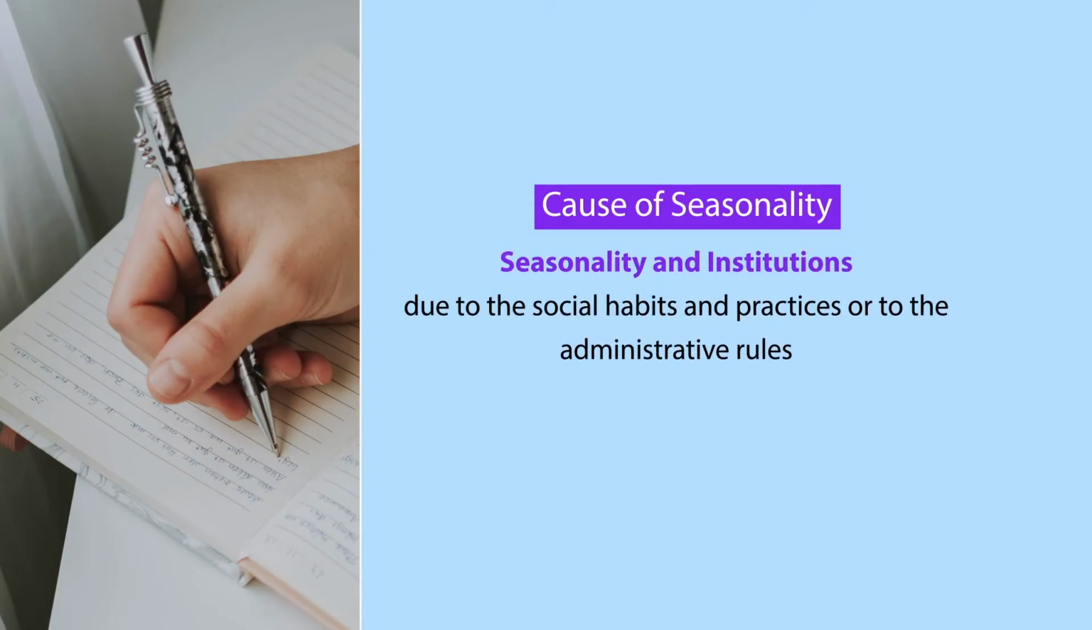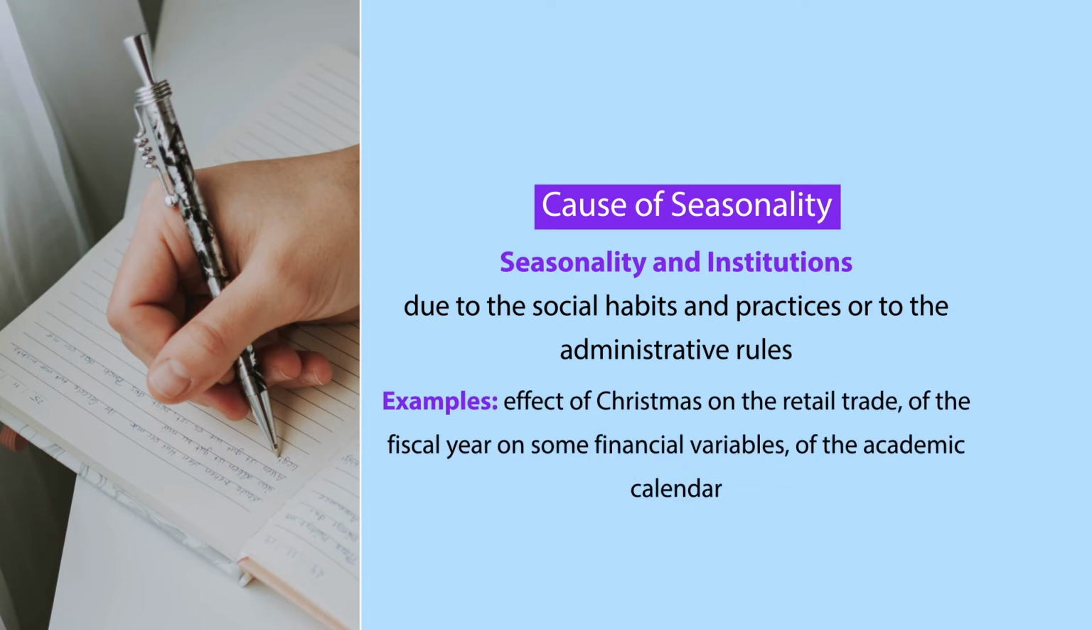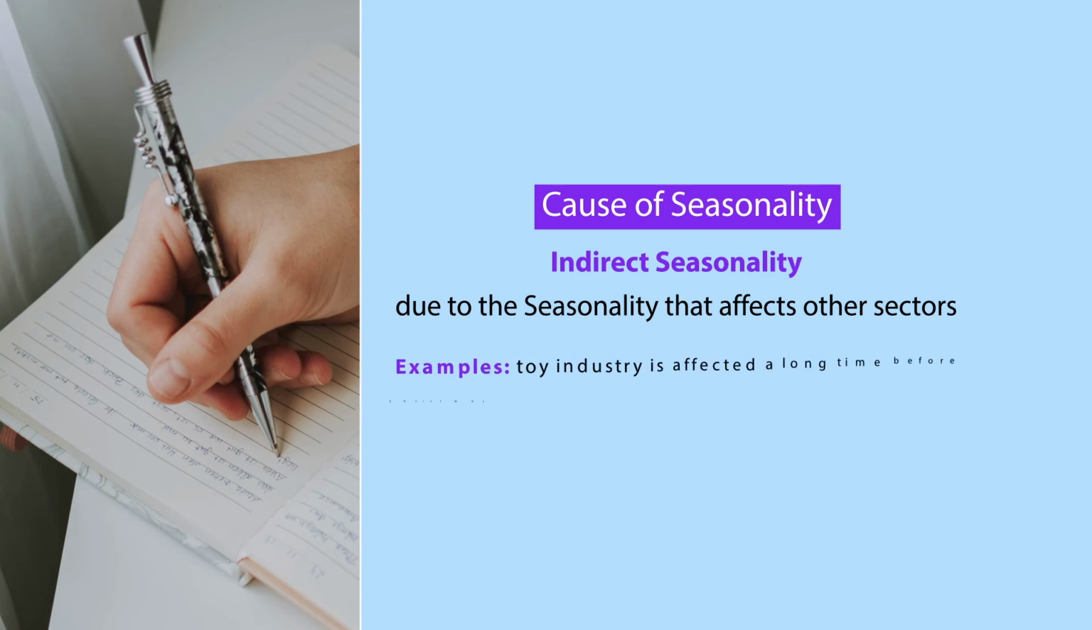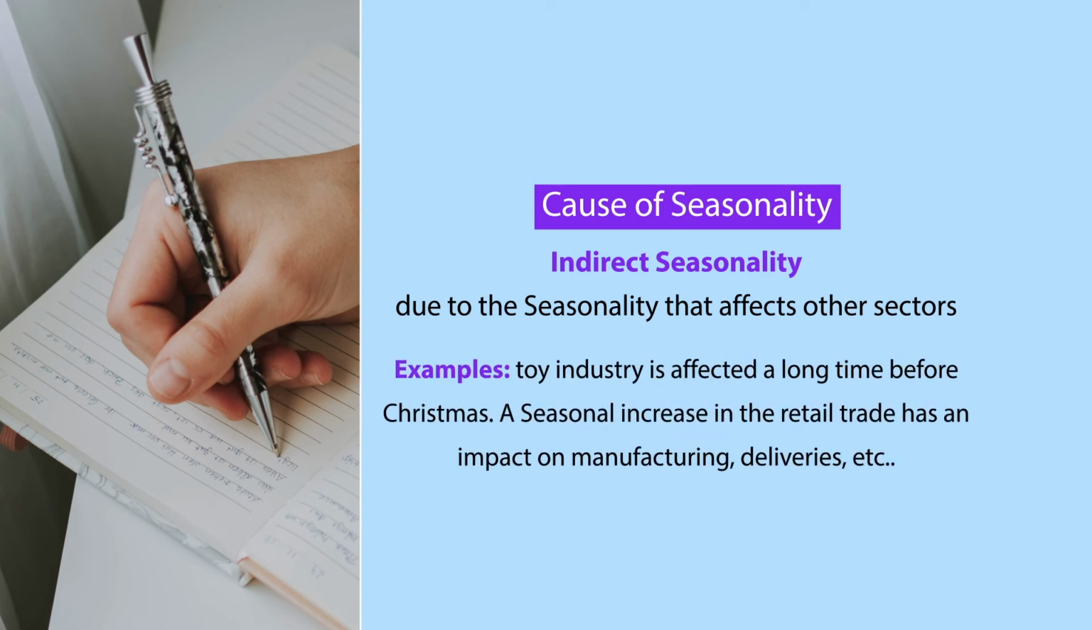Seasonality in institutions is due to social habits and practices or to administrative rules. Examples are the effect of Christmas on the retail trade, of the fiscal year on some financial variables, and of the academic calendar. Then there is indirect seasonality, due to seasonality that affects other sectors. The toy industry is affected long before Christmas. A seasonal increase in the retail trade has an impact on manufacturing, deliveries, etc.